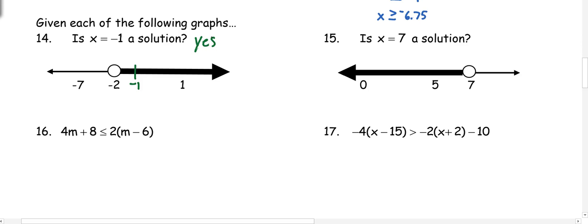15. Is x equals 7 a solution? Well, at 7, it's an open circle, and when we have open circles, we're not including that number because the inequality in this case would be x is less than 7. And if the number is 7, it can't be less than 7, so this is not a solution.